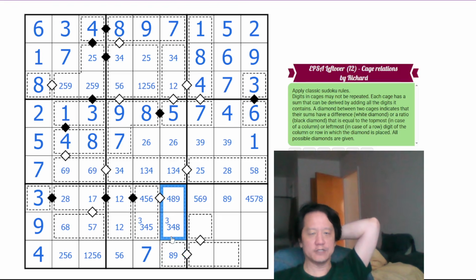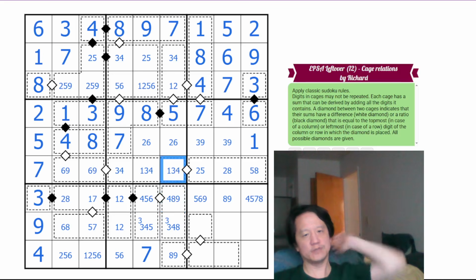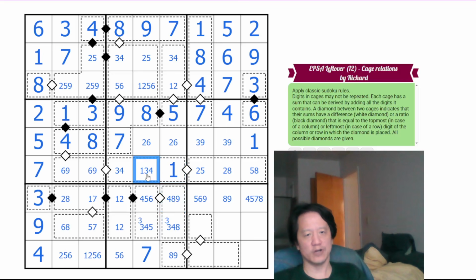This is guaranteed to be 3 or 4. That eliminates 3 and 4 in the rest of the column, so this can't be 3 or 4, it's 1. That eliminates 1 here. 1 eliminates 1 here, so this is 2 and 3, which makes that 4. 2 eliminates 2 here, so it's 5, which makes that not 5, it's 2. So no 2 here. 5 eliminates 5 here, so that's 6.